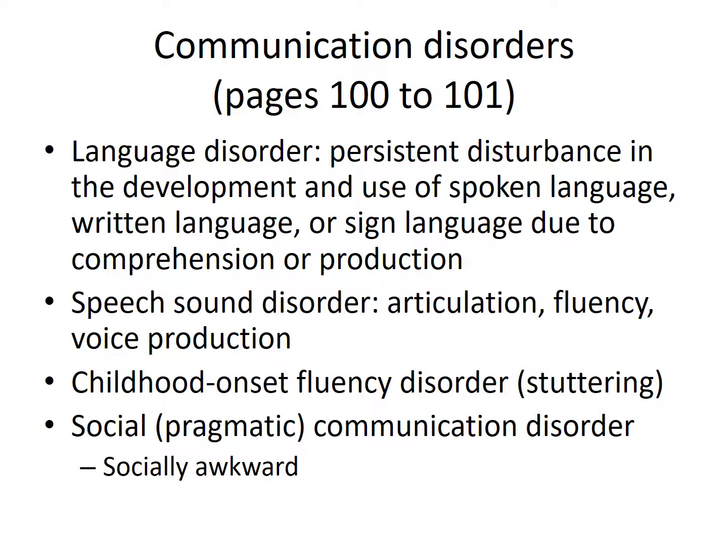Language disorder, speech disorder. I'm going to skip over these some. You can read about them in the textbook, pages 100 to 101. Basically, people have a hard time with language development, a hard time articulating, fluency, stuttering. People who stutter, that's a disorder by definition. And pragmatic communication disorder, they're just sort of socially awkward. Not autism. Otherwise, they can tell faces, etc. But they're just socially awkward.